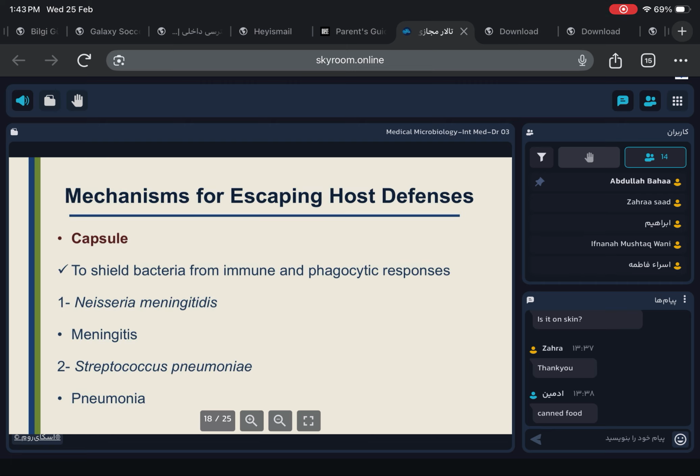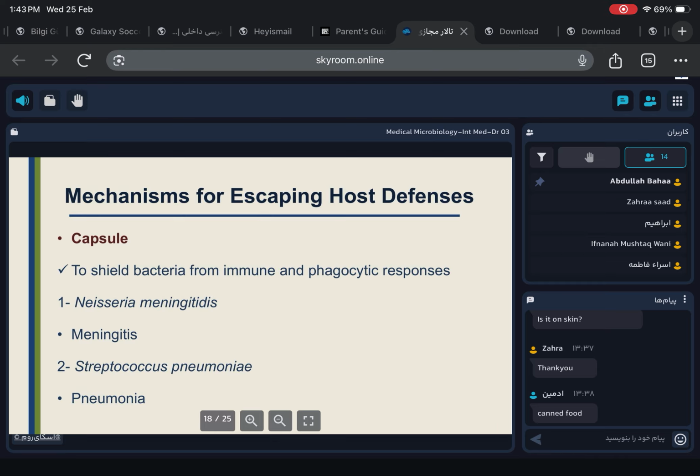We talked about the capsule. I told you that the capsule is the outermost layer of some gram-positive and some gram-negative bacteria. The capsule actually shields the antigens that bacteria have. By shielding the antigens, the capsule is protecting bacteria against the immune system, so the immune system basically can't see them anymore.